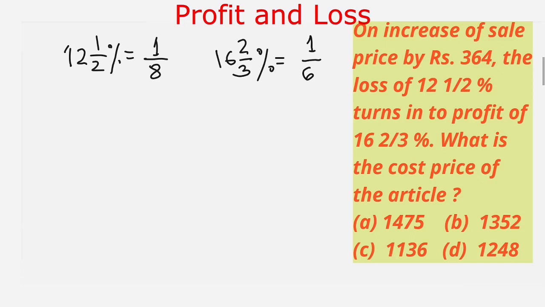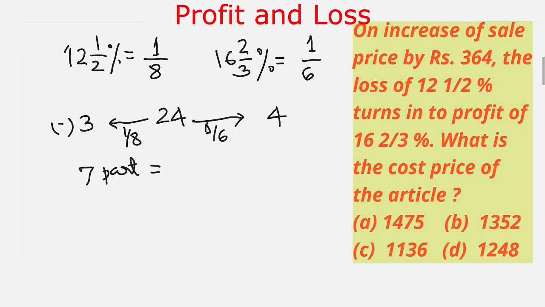If we take our cost price equal to 24, then 1 upon 8 is the loss on 24. 1 upon 8 of 24 is 3, so we write it as minus 3 because it's a loss. Now the profit on 24 is 1 upon 6, and 1 upon 6 of 24 is 4, so this is plus 4. Now the difference between minus 3 and 4 is 7, and this 7 parts equal 364 given to us.